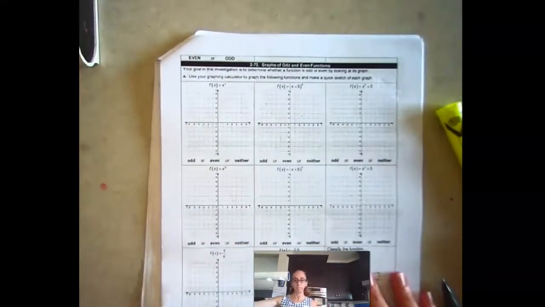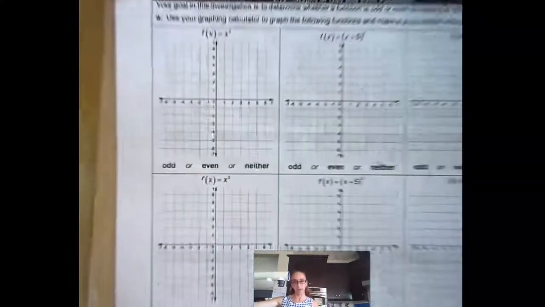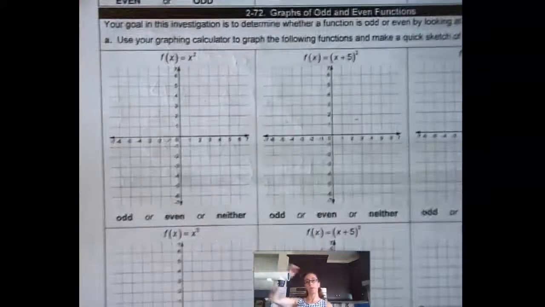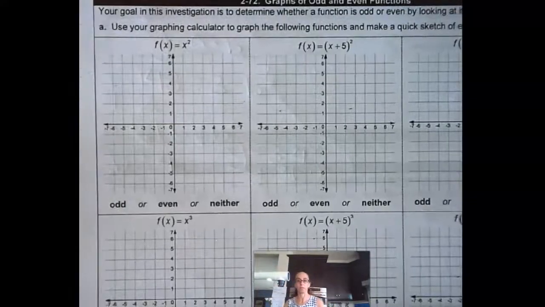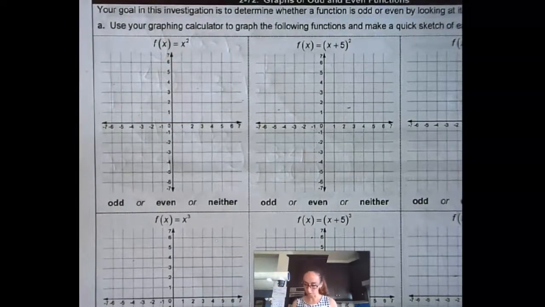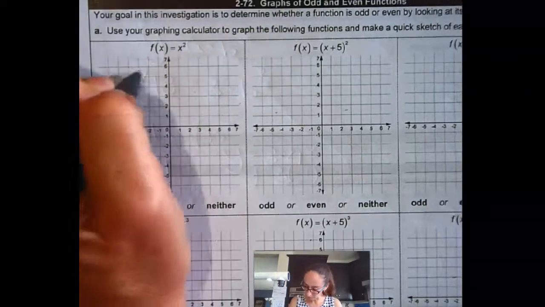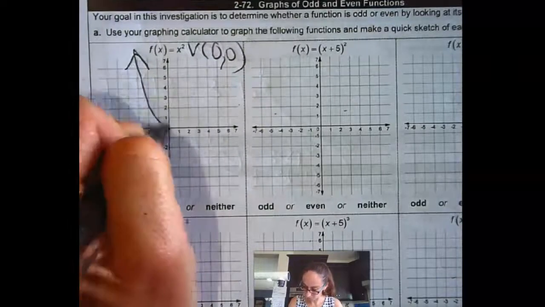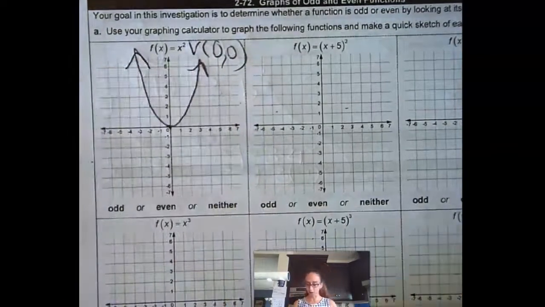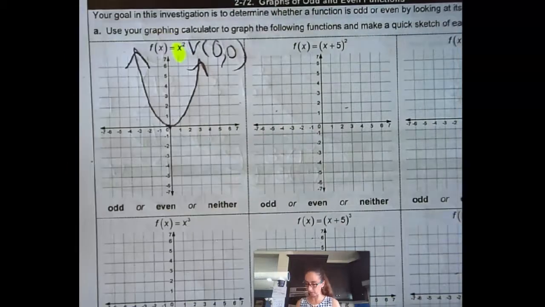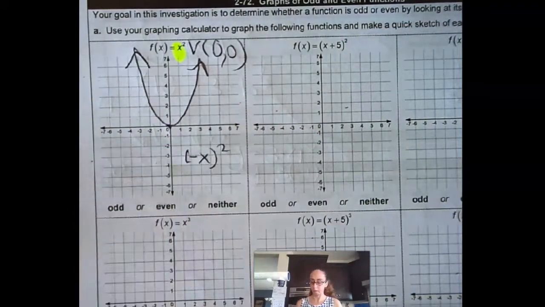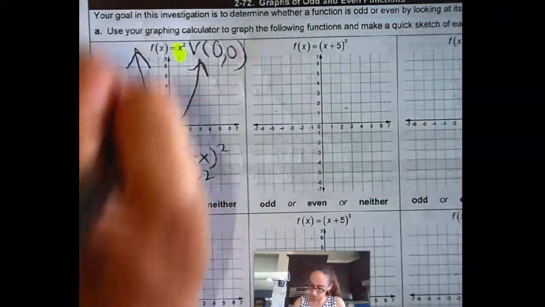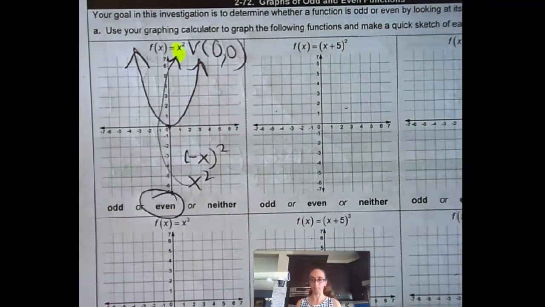Okay? All right, let's see what they want here. They want you to determine if this is even, odd, or neither. Okay? So let's figure it out. So, if I graph this, this is the parent. What is the vertex? 0, 0. So that means if I plug in negative x here, let's see what happens. So if I go negative x and I square it, I get x squared. Hey, that's what I started with. Even.